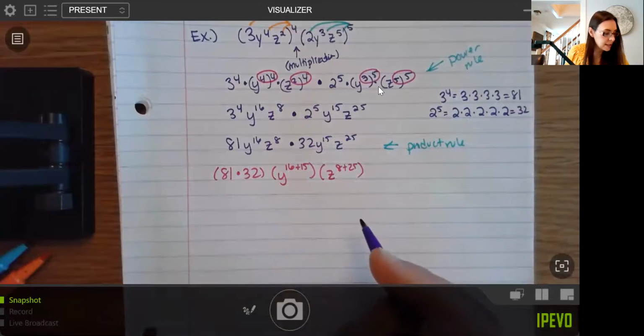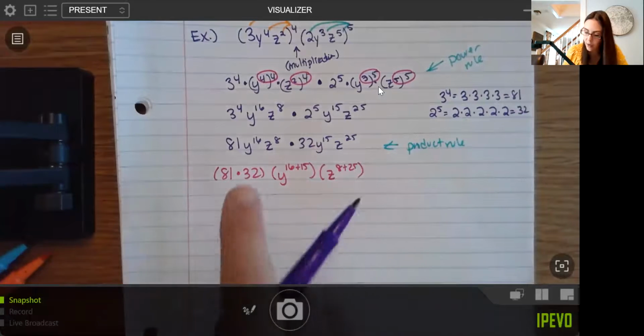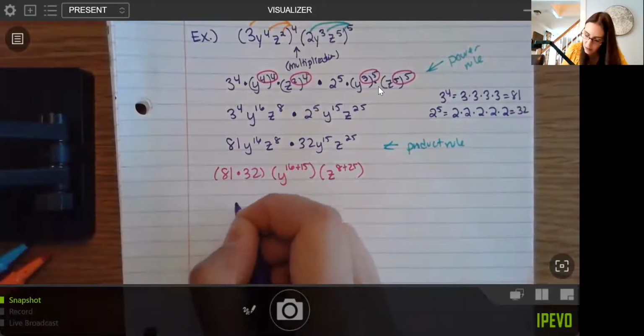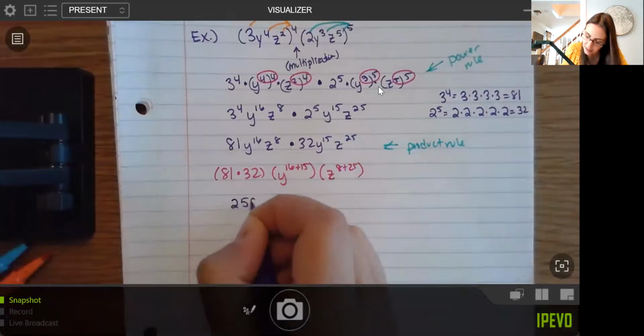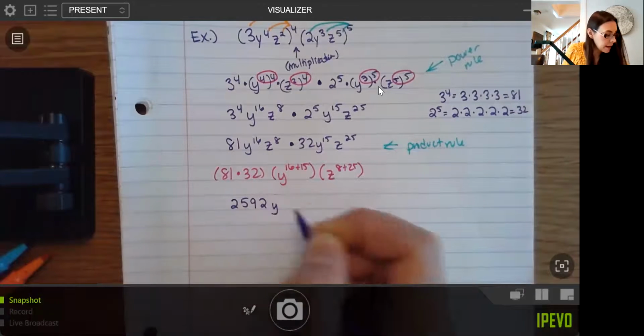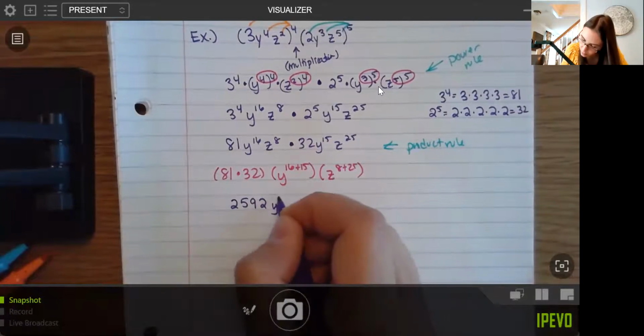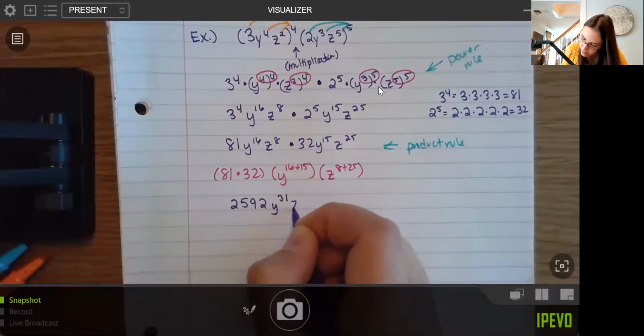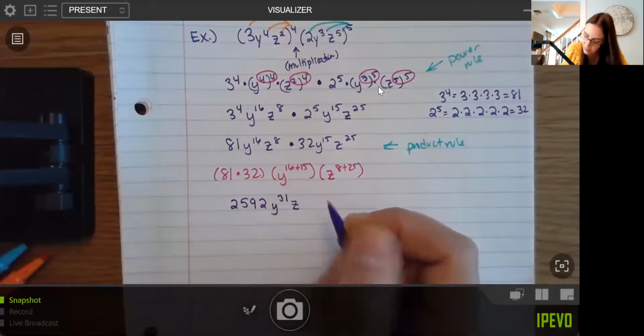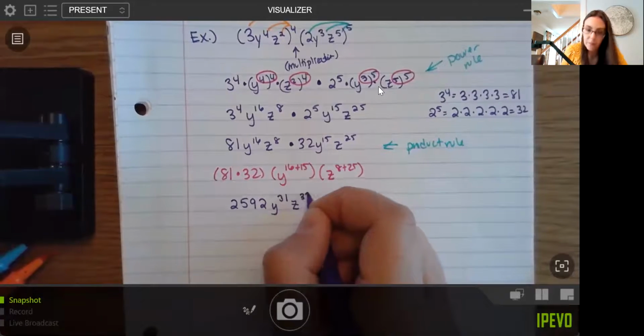All right, so let's see. This one I'm definitely going to use a calculator for. So go ahead and use your calculator here. You should get 2,592. Now 16 plus 15 is going to give you 31. And then 8 plus 25 is going to give you 33.